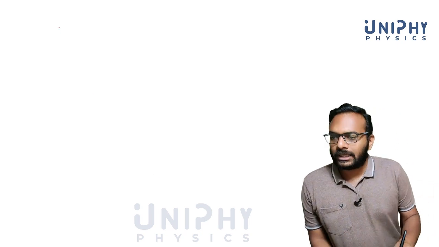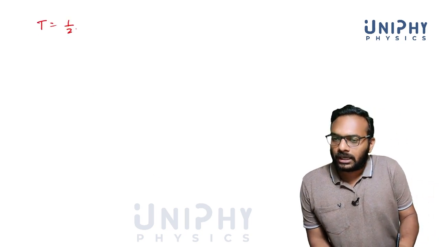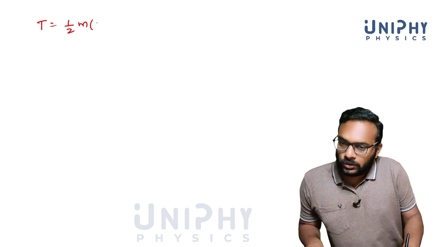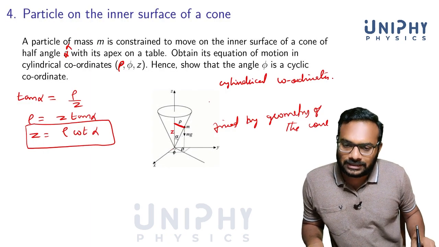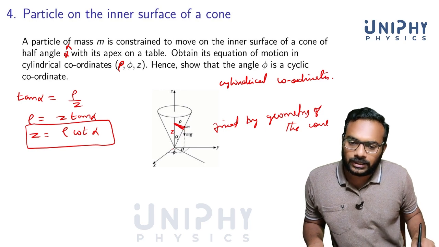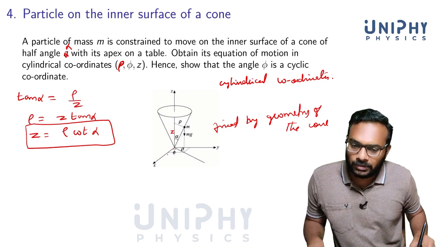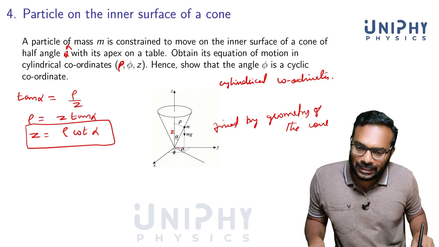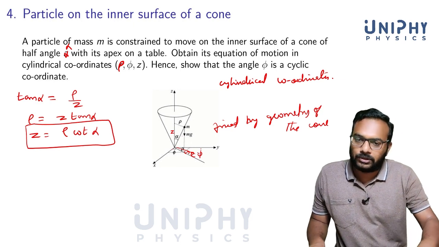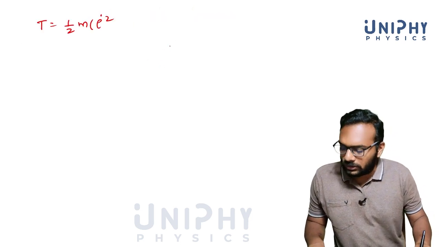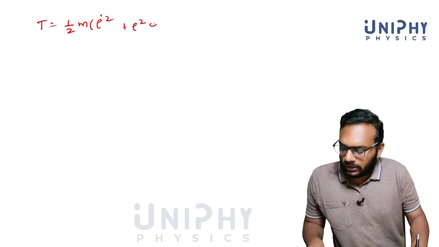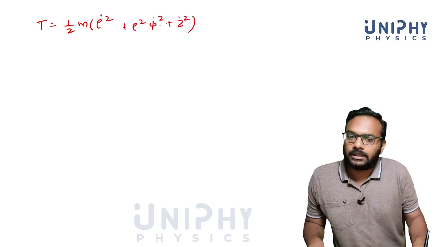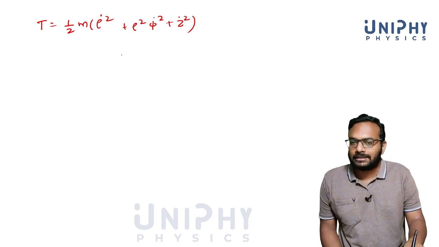So now we can write the kinetic energy. T is equal to half m rho dot square again. Rho itself is a length, so the corresponding velocity is rho dot. But phi itself is not a length. Phi is an angle. The corresponding length would be rho d phi, and the corresponding velocity would be rho phi dot, or r omega as we usually speak about it. So it's rho dot square plus rho square phi dot square plus z dot square. That's the kinetic energy, because z is again a length.